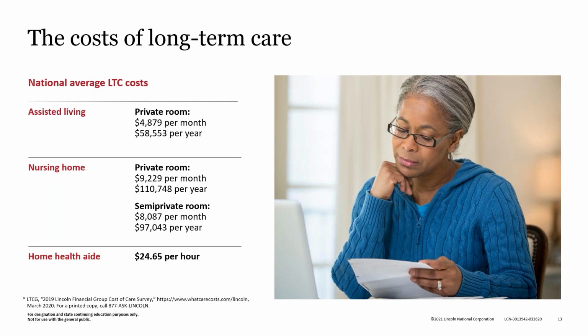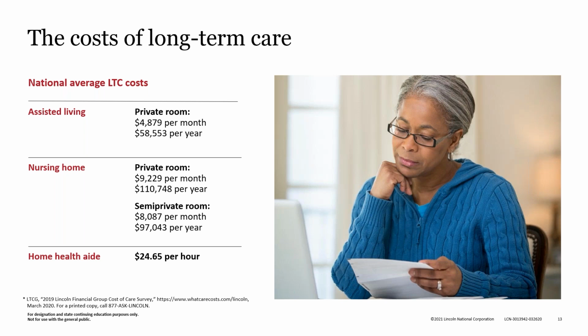Assisted living is right around $5,000 a month for a private room. Nursing home, you know, 9,300, closer to 9,500. Now in 2021, almost $115,000 a year. Semi-private room, obviously a little bit less expensive. I've never had a client also say, you know, my plan is to go to a nursing home and I'm okay sharing that room with someone else.